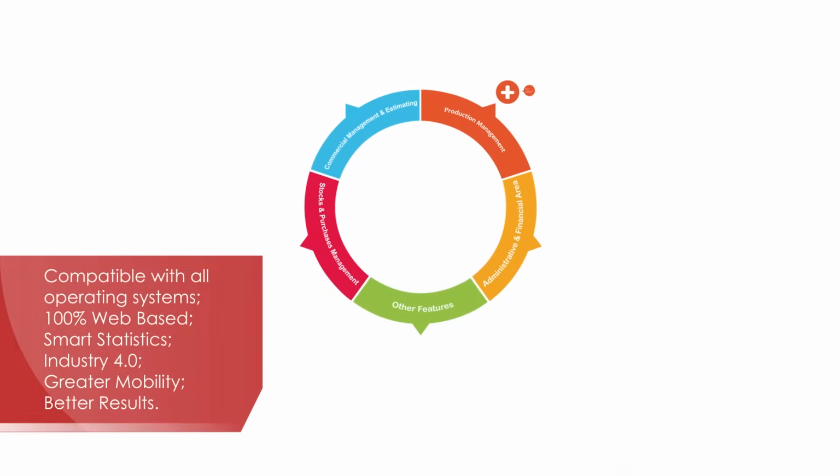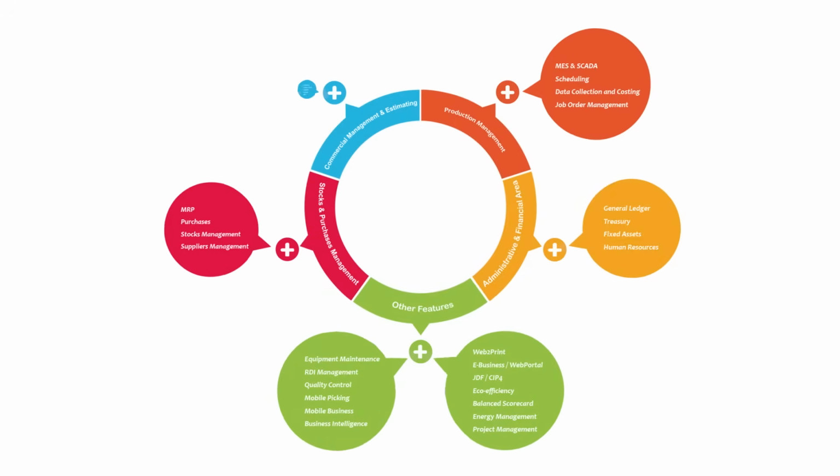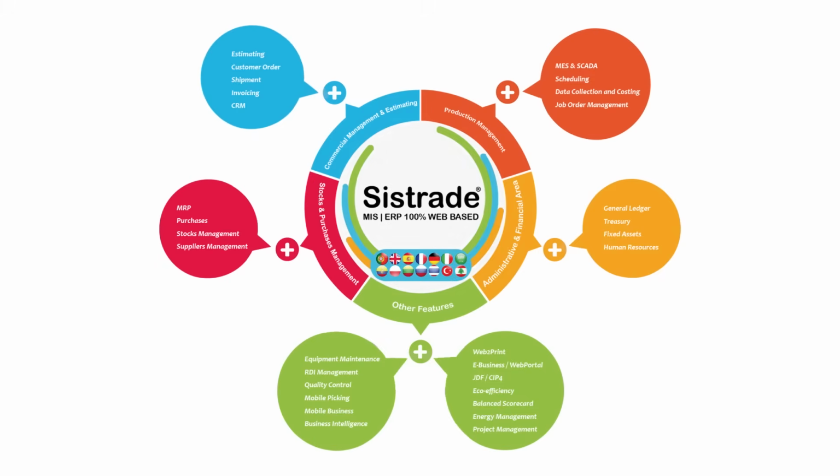ERP Integrated MES Software is a business technology solution developed by Sistrade. Oriented towards management processes that provide medium and large companies with the basic features of industrial automation, scheduling, eco-efficiency, equipment maintenance and quality management software, among many other features.